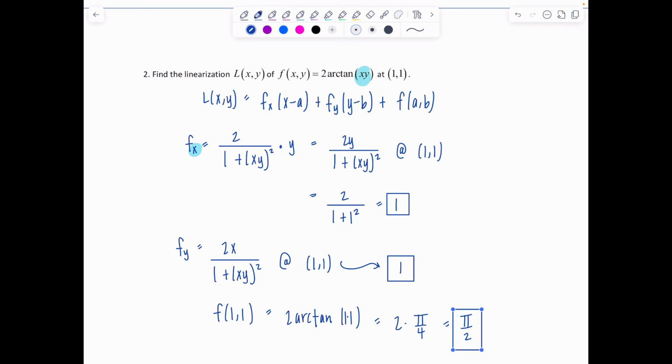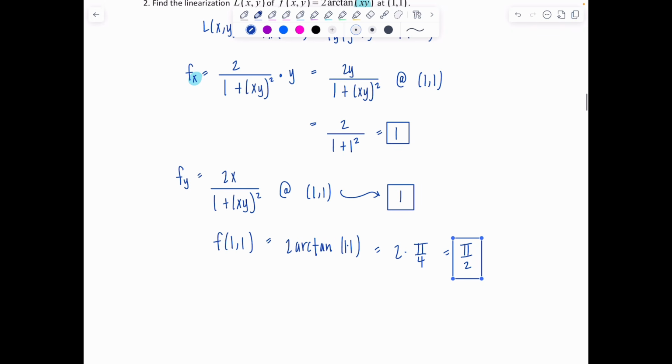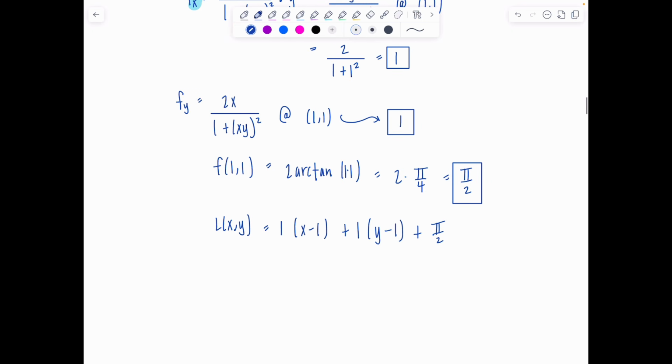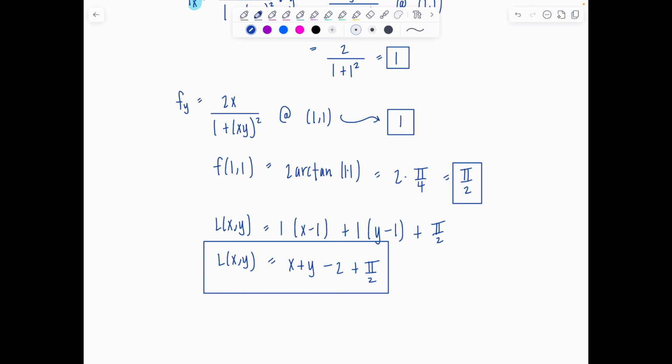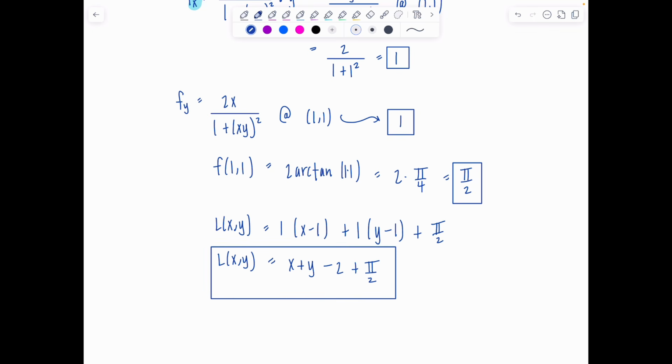Okay, let's put it all together. So L of x, y equals 1 times x minus 1 plus 1 times y minus 1 plus pi over 2. And then call in the cleanup crew. We'll write this as L of x, y equals x plus y minus 2 plus pi over 2. Okay, beautiful. Very straightforward little problem.